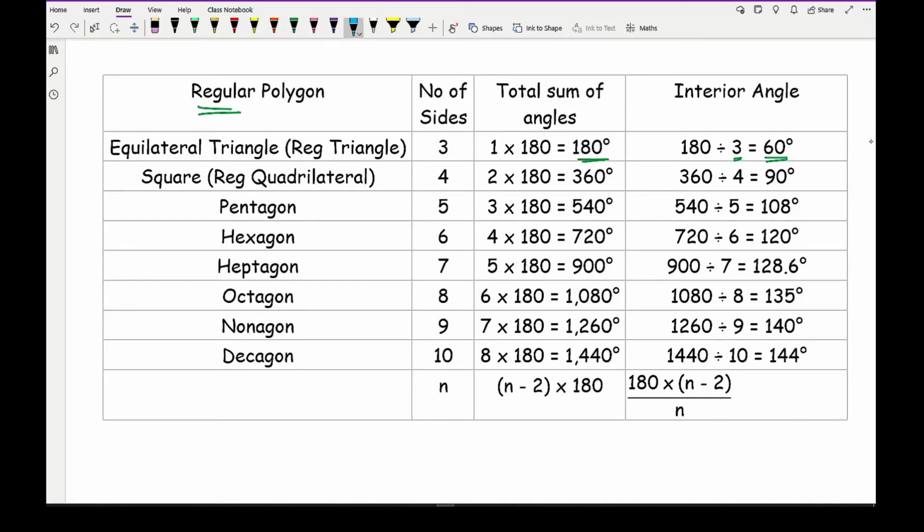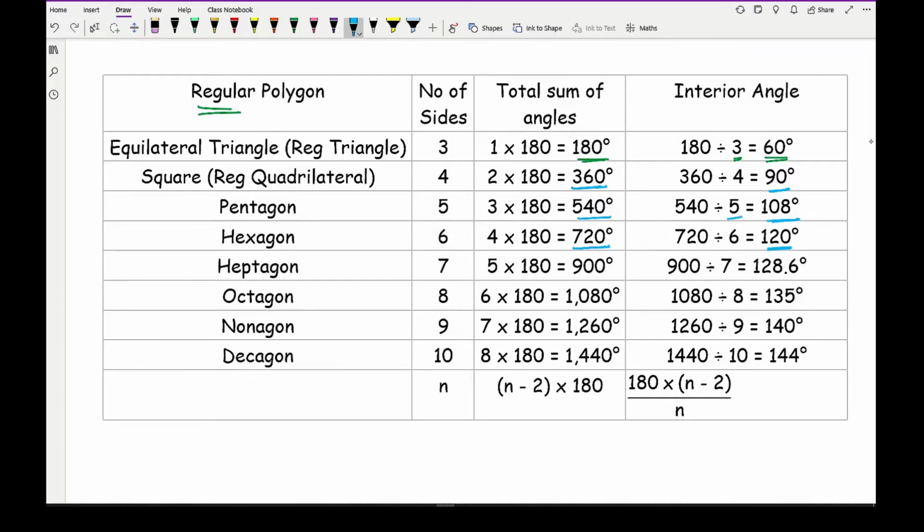In a 4-sided shape or regular quadrilateral, which is known as a square, all the angles are going to add up to 360. So I've got 4 angles, so it's going to be 360 divided by 4, which gives me an answer of 90. In a pentagon, the total sum of angles is 540. So in a regular pentagon, I divide that by 5 because I'm going to have 5 angles, and they will each be 108. For a 6-sided shape, a hexagon, the interior angles add up to 720. Divide that by 6, and that will give me 120, and so forth.